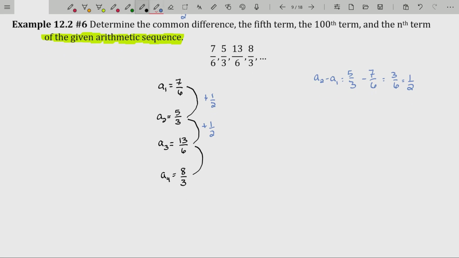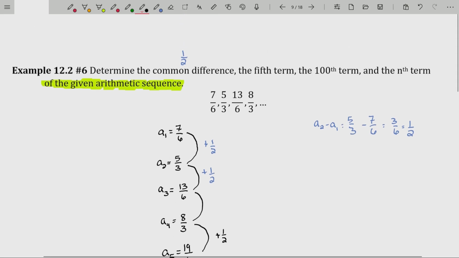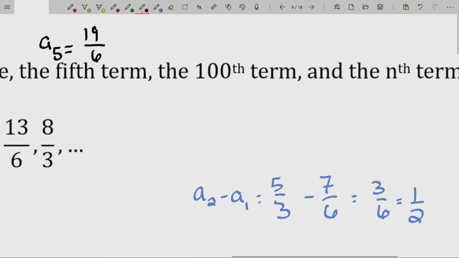Then I can easily find the 5th term, which is what they're asking for next, because it's just 1/2 away from the 4th term. And the 4th term was 16/6. Add 3/6 to 16/6, and you're at 19/6. And so we know the 5th term, a sub 5, is 19/6.